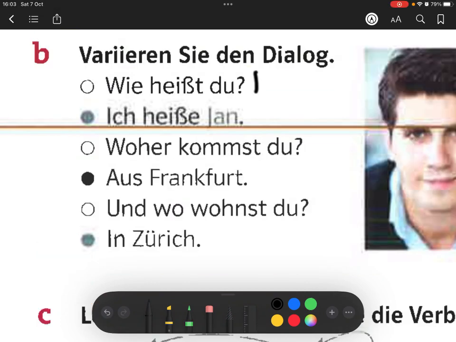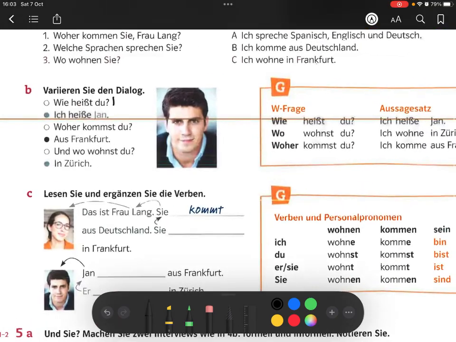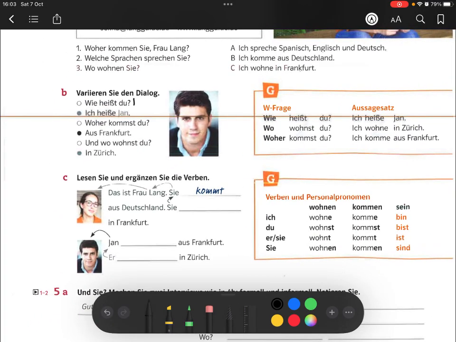And so our first question is wie heißt du, which is who are you or what are you called? And the person has replied ich heiße Jan. Woher kommst du? Aus Frankfurt, they have replied. They haven't given a full sentence. The full sentence would be ich komme aus Frankfurt. Und wo wohnst du? The answer would be ich wohne in Zürich.